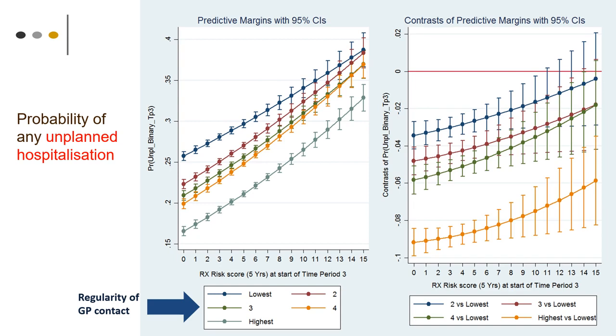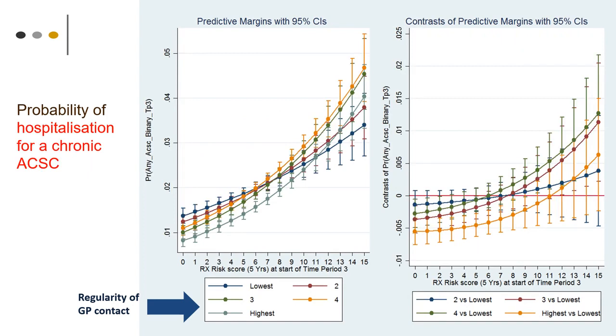The graph on the right-hand side of the slide presents the same information, only this time comparing each regularity quintile with the lowest, depicted as the red line. The y-axis this time shows the difference in the probability of a potentially preventable hospitalisation according to each comparison. Here, if there were no effect modification, the lines would be parallel with the red line, which they are clearly not.